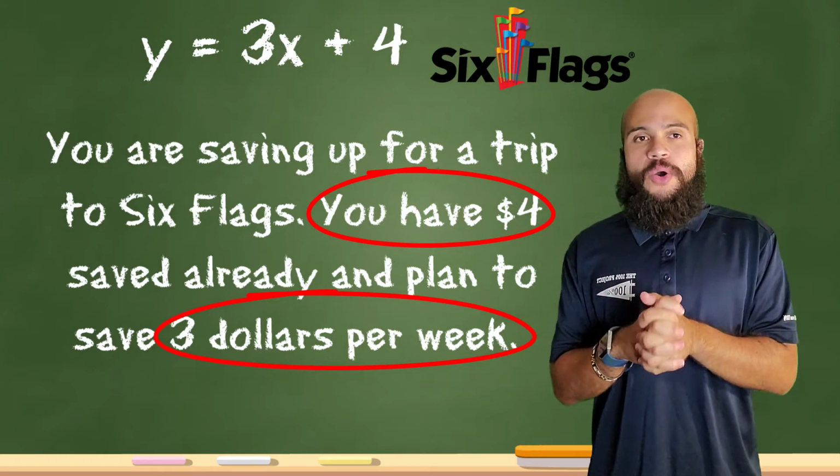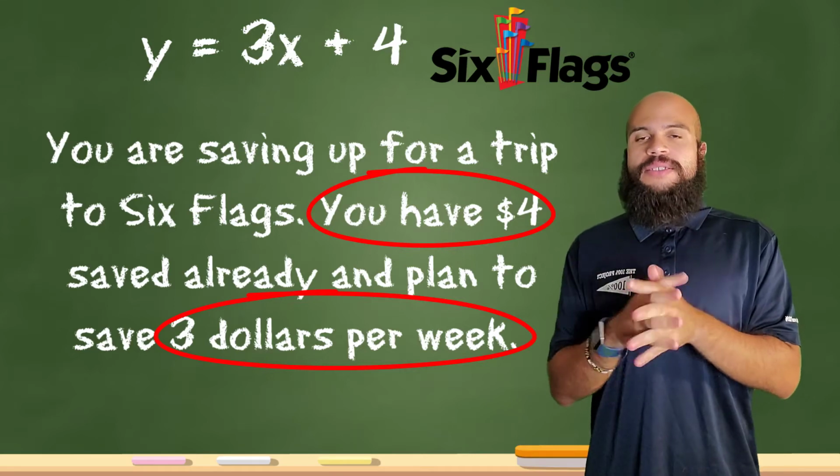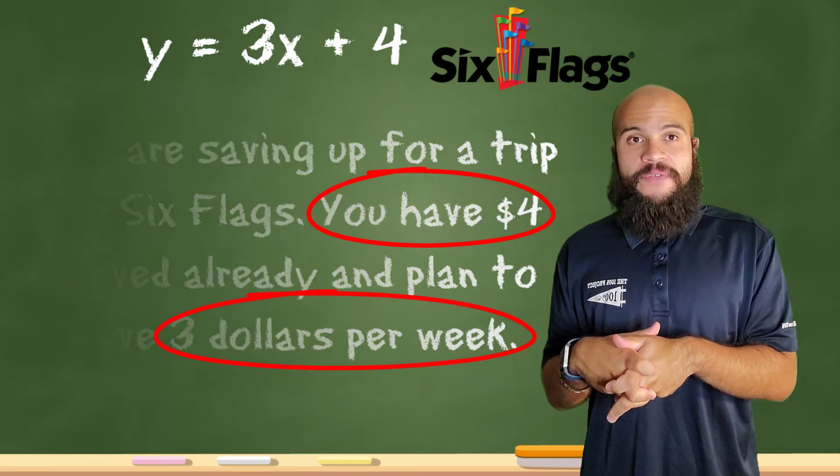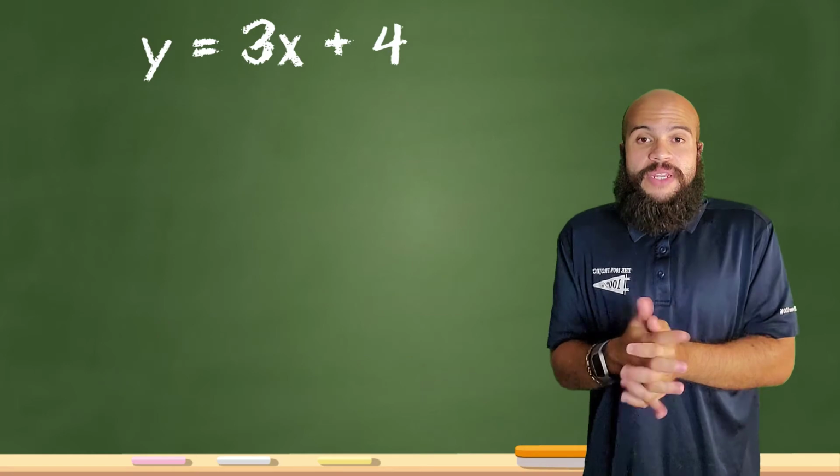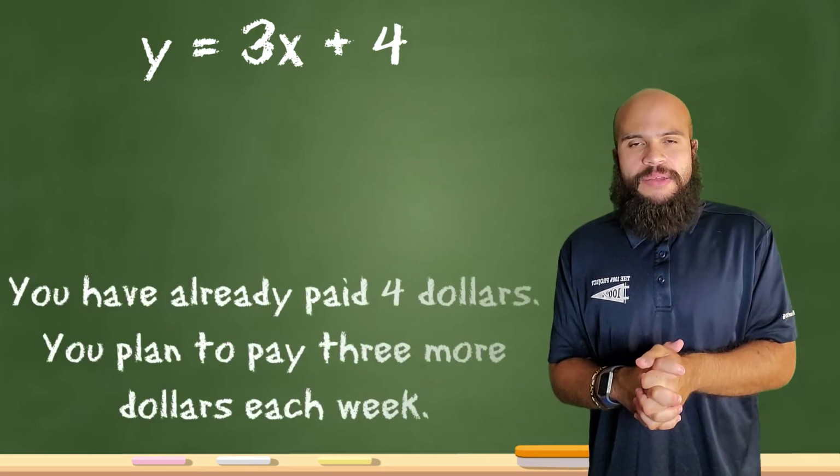X represents the total number of days here, and Y is going to represent the total amount of money you have. Another example could be you have an initial payment of some kind of $4.